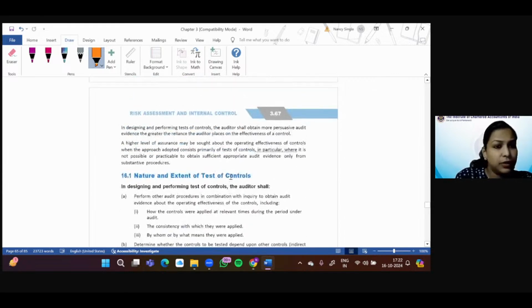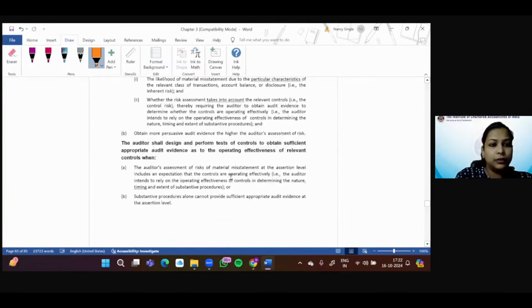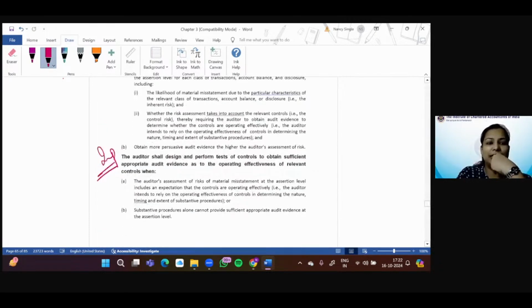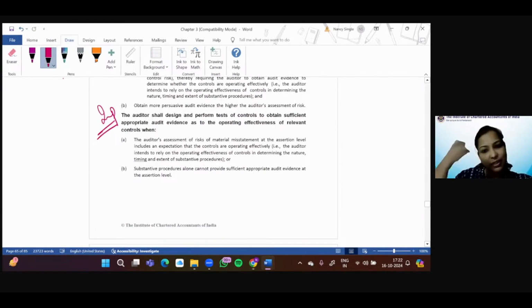So, this is on page number 3.66 here. So, very important topic. I'll be taking up this entire SA 330 in the next session also, because today I can feel that we will not be able to complete this.